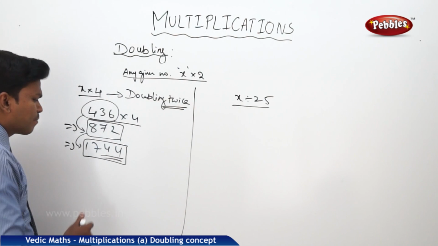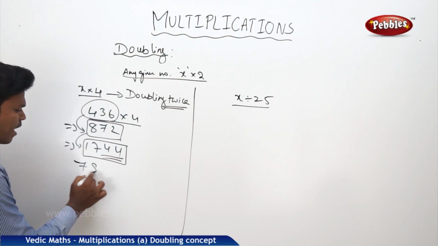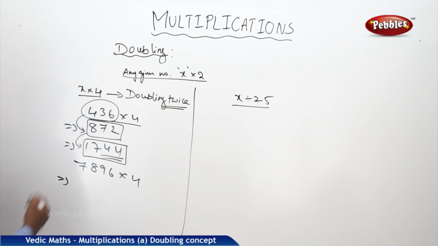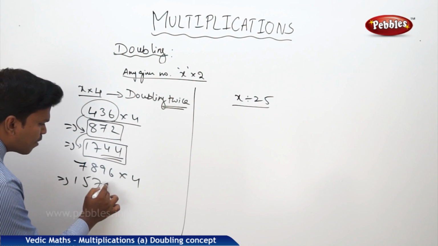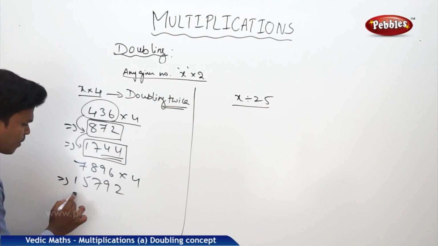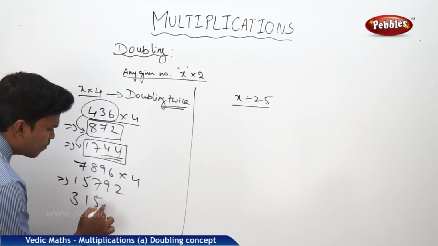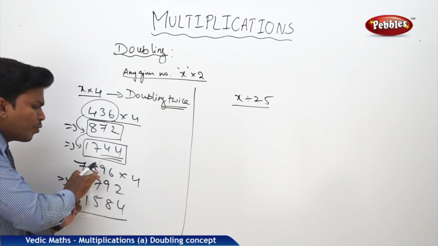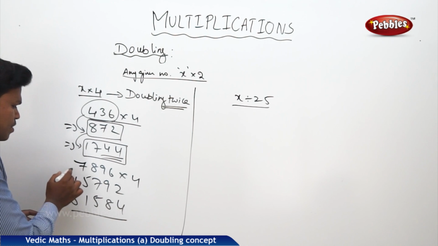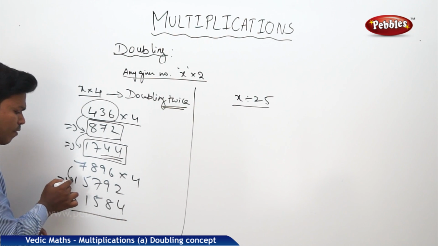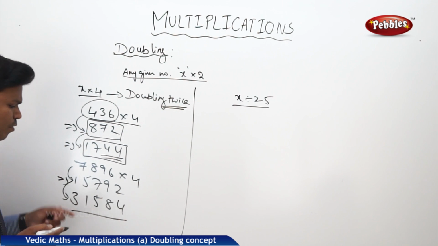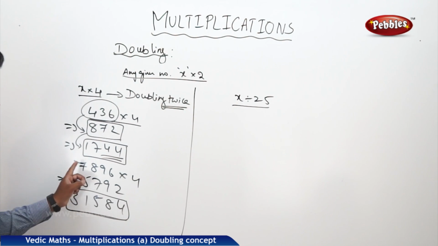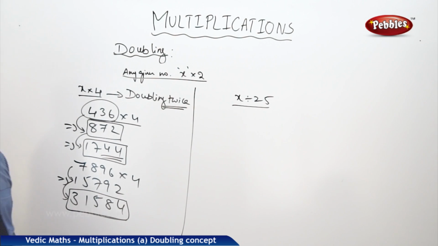One more example. Suppose 7896 into 4. I want to multiply with 4. Just make it double twice, fast. 14, 15, 6, that is 15792. Again make it a double: 31584. First one time doubling, again making the double of the number which you got. So the answer will be 31584 if you want to multiply 7896 by 4.